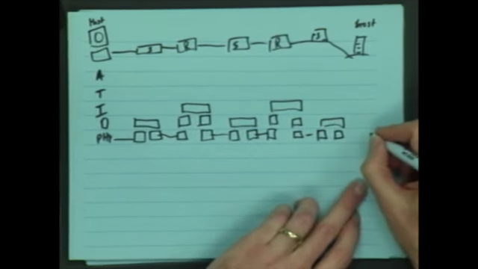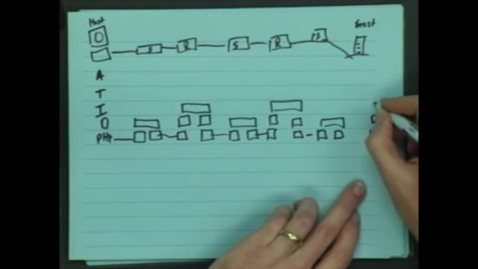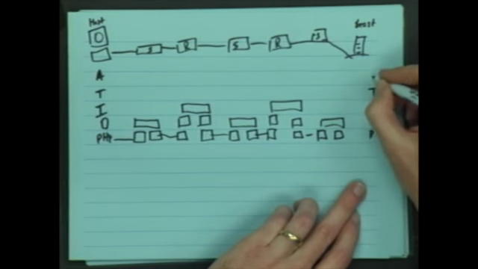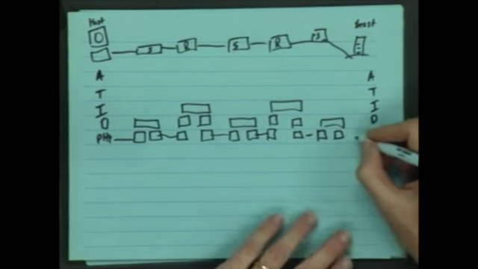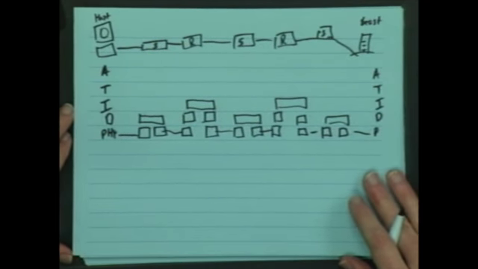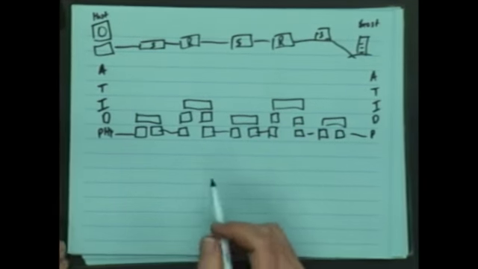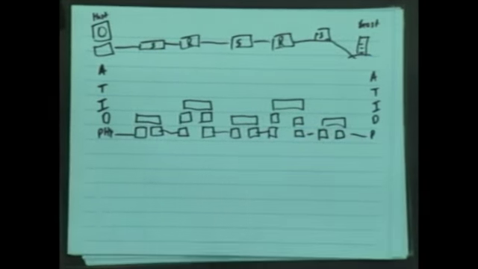Okay, and then this one will have all five layers. Physical, data link, internet, transport, and application. Okay, now that I've drawn this diagram again, I'm only going to really make one main point, and that is, if we think about each conversation that happens here.